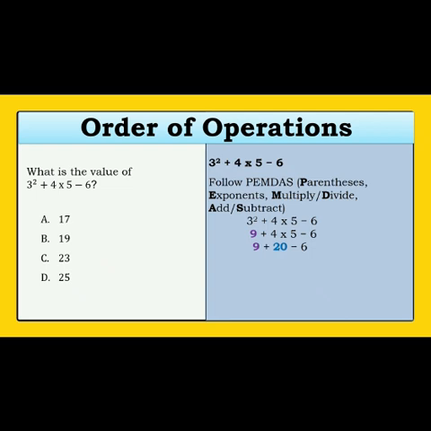The next step is addition or subtraction. So here, addition comes first before subtraction, so we're going to add before we're going to subtract. So 9 plus 20 is equal to 29, minus 6, just put it down. And lastly, we're going to subtract. 29 minus 6 is equal to 23. And boom, our answer is equal to letter C, 23.